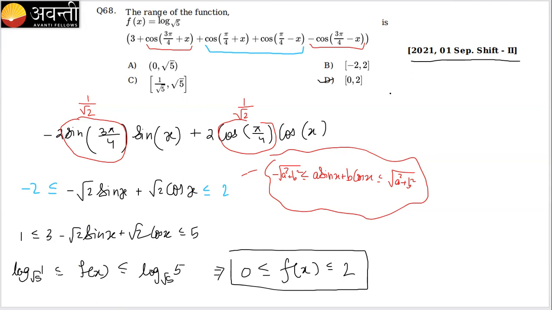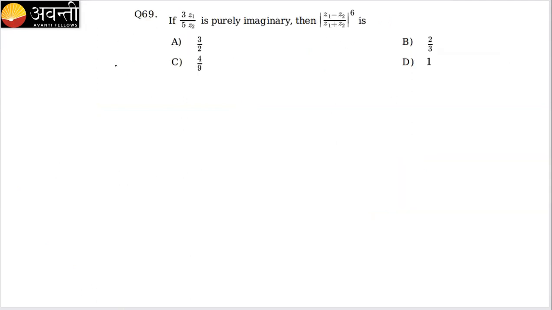Let's move on to the next question. This is a very standard question. It has been asked many times in previous year JEE. So Z3 Z1 upon 5 Z2 is purely imaginary. That means I can write 3 Z1 upon 5 Z2 as i times, suppose, alpha. So that means Z1 upon Z2 will be equal to 5 alpha i upon 3.